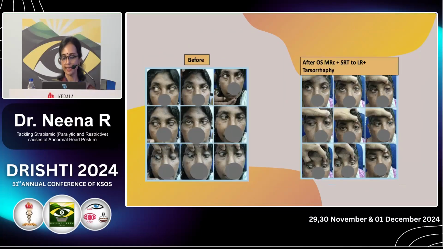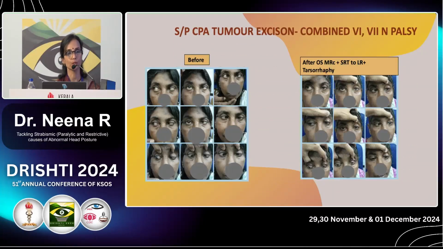So this lady had a CP angle tumor, a cerebellopontine angle tumor, and she had a combined 6th and 7th nerve palsy. You can see there is a very large eso deviation and a facial palsy also. So we took her for medial rectus recession of the left eye along with an SRT to the lateral rectus and also combined it with a tarsorrhaphy. So she's better, though the abduction is not 100% there, but it is much better. She's able to read and write well.